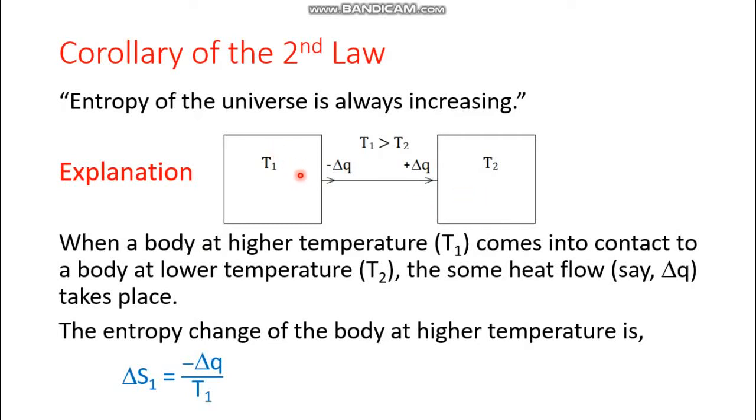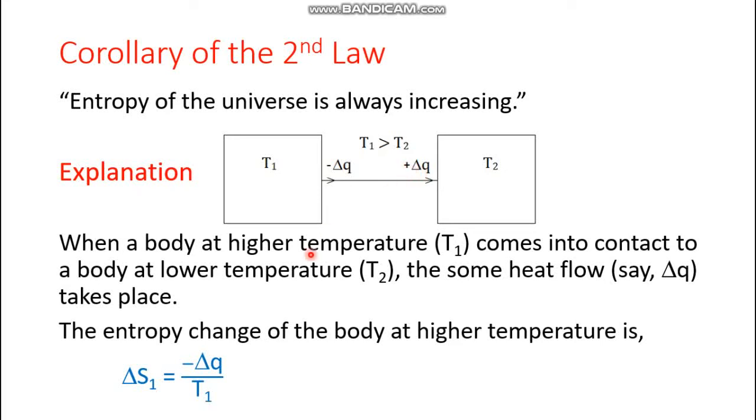Okay, and the system has higher temperature at T1 and the surrounding has lower temperature at T2. So the system is releasing delta Q amount of heat. That is why, since it is releasing, it is negative sign, and that amount of heat is being absorbed by the surrounding. So it is given plus delta Q.